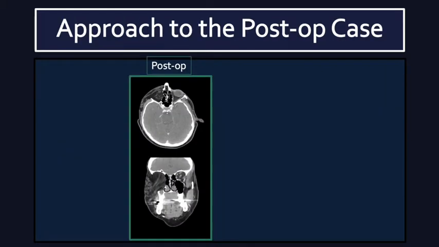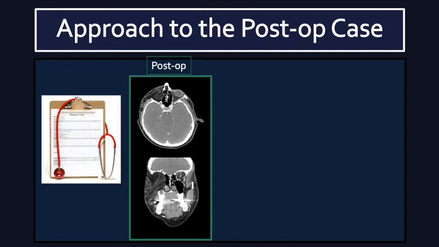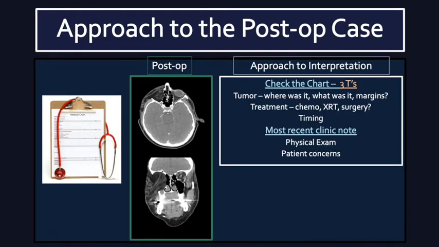We're going to quickly go over an approach to a post-op case and point out some things that are important to remember as we start looking at these patients. First of all, open the chart. We want to know what the tumor type was, where it was located, were the margins negative at surgery, did the patient get treatment with chemo and radiation, and what is the timing of this scan relative to the last treatment. Also, it's important to know whether the surgeon found anything on physical exam or if the patient has any concerns.